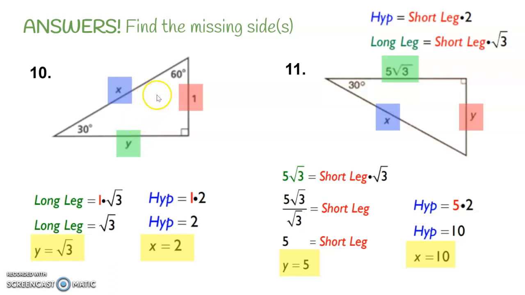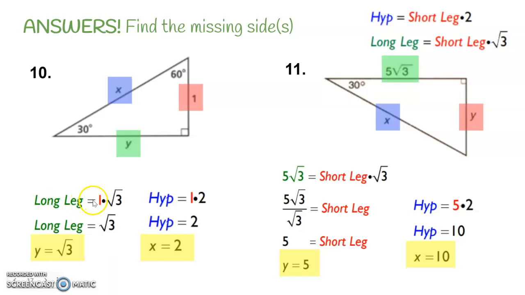Once you've identified your parts, then you can decide which formula you're going to use. Because you were given the value of 1 on your short leg, you can actually use either of these two formulas first because they both include a red short leg. So I chose to use the bottom one first. It really does not matter.